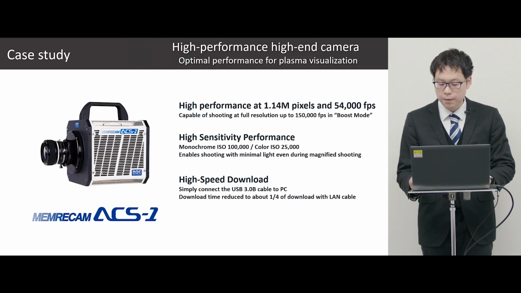This is the HS1, a high-end high-speed camera. It captures 54,000 frames per sec at 1.14 megapixels, and with its performance enhancing boost mode, it can shoot at up to the 150,000 frames per sec. ISO sensitivity is also exceptionally high at 100,000 in monochrome, making it suitable for visualizing plasma phenomena.